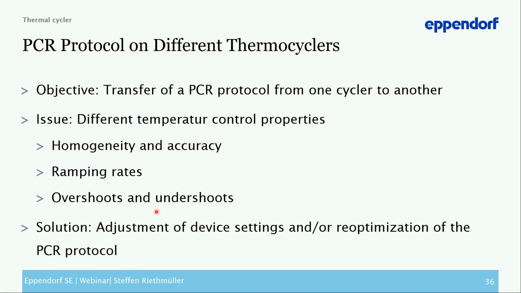And there are some cyclers on the market which offer tools to automatically adjust the ramping rates. So Eppendorf, for instance, offers the program migration feature. There you just put in your desired runtime of your PCR on the new device, and then the ramp rates are adjusted automatically, so you don't need to put them in, and this helps to migrate your program. And this is a tool which is very beneficial. But sometimes when talking about overshoots and undershoots, there is no way out and the protocol has to be re-optimized.